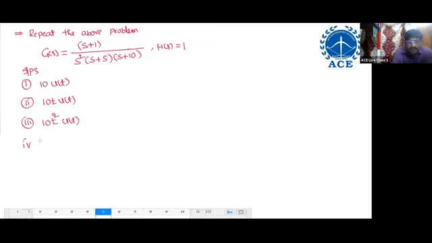Fourth input: 1 plus t square into u of t. Fifth input: 1 plus t into u of t. Sixth: 1 plus t square into u of t. Come on, tell the answers.